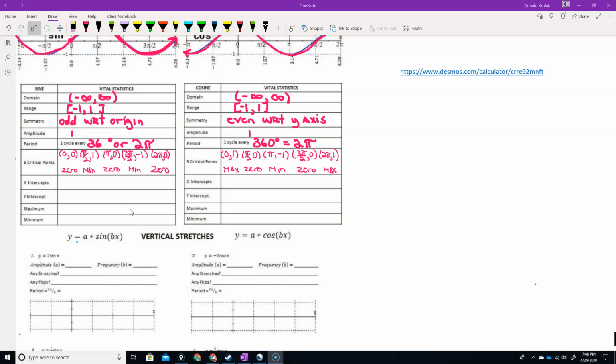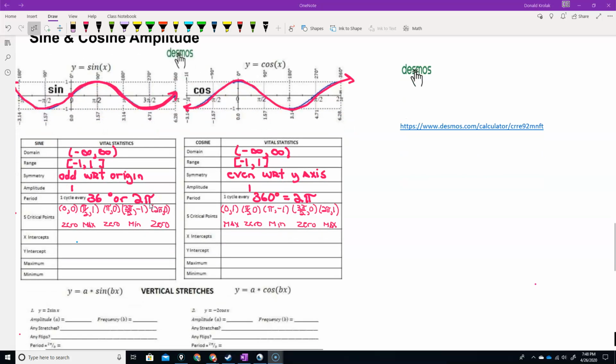So here I just cleaned it up a little bit so that you can see the pattern. Your cosine goes max, 0, min, 0, max. Your sine goes 0, max, 0, min, 0. So that's the difference between the two graphs, and it's just describing how you graph them.